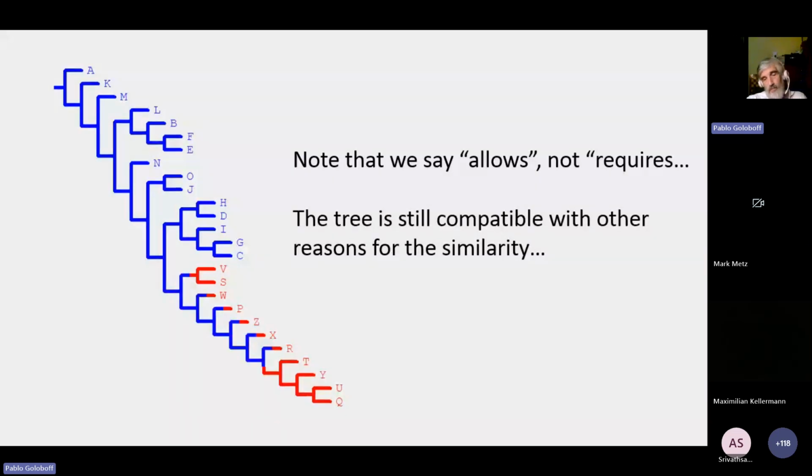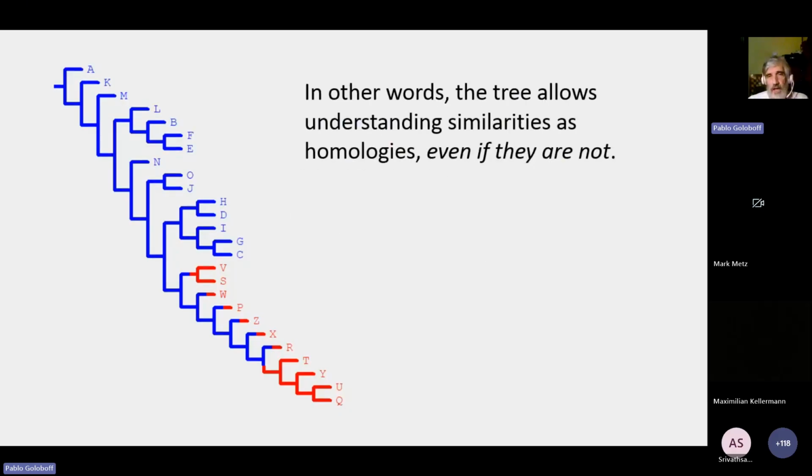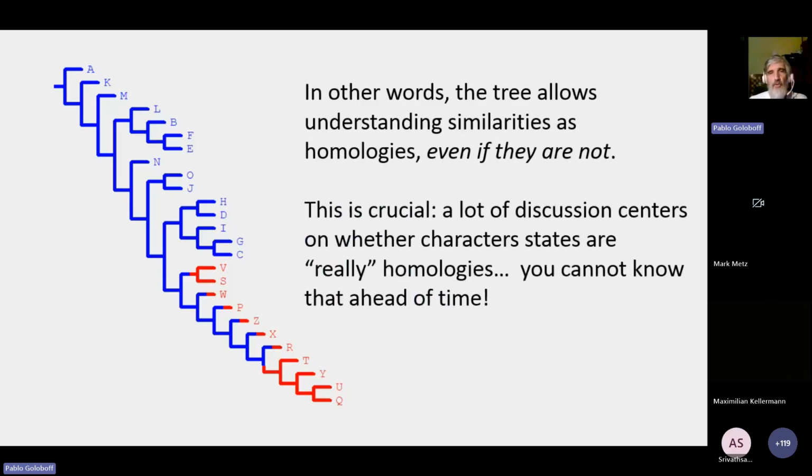The similarity might be something like this in truth, right? But even if the similarity is really due to a bunch of parallelisms, we can still use this tree to understand that similarity as if it was due to common ancestry, even if it is not. In other words, the tree allows understanding similarities as homologies, even if they are not.